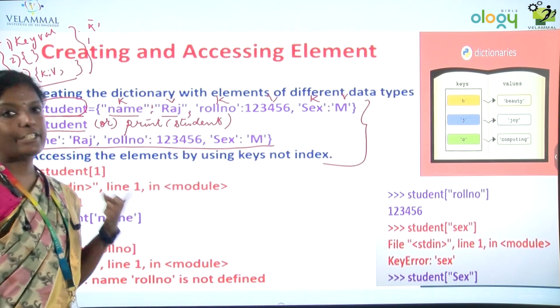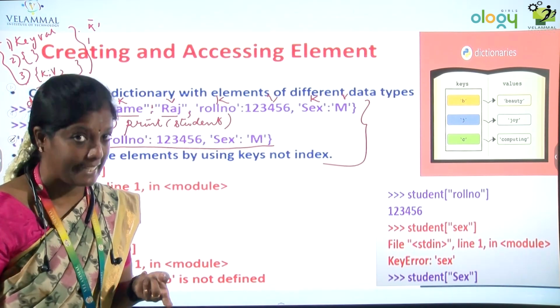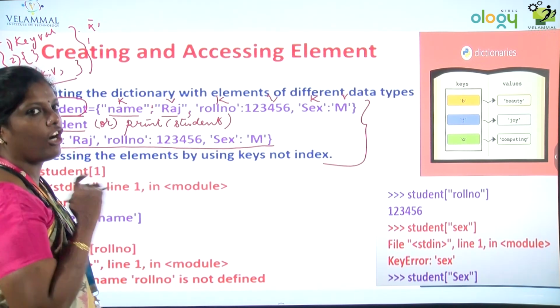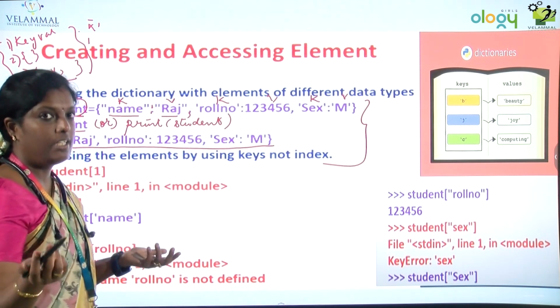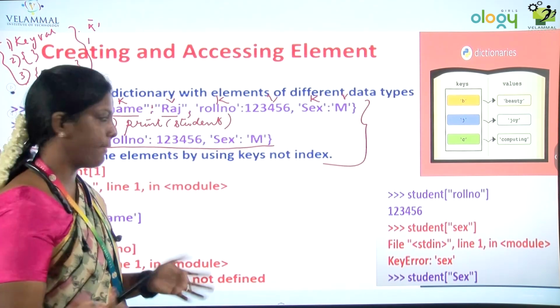Fine. Now I told you another point in the previous slide that you will not be able to access using the index values. So if the key is not being used in your dictionary, you will not be able to call for it. It will shoot up an error telling that that key is not given as a key value pair, right? Fine.